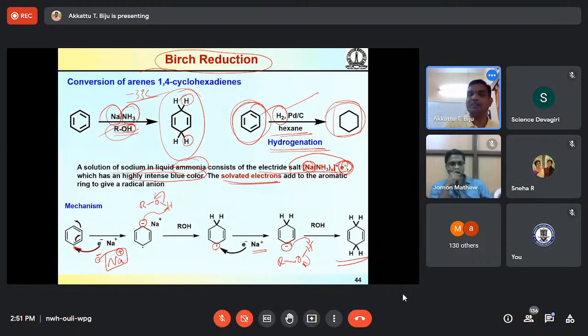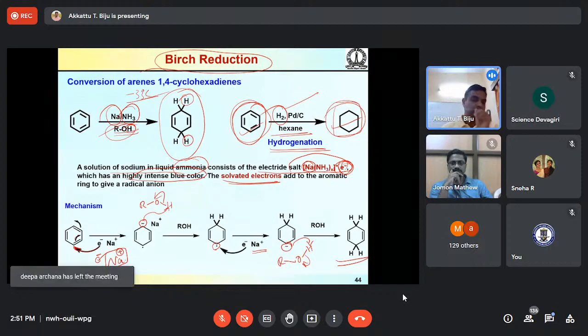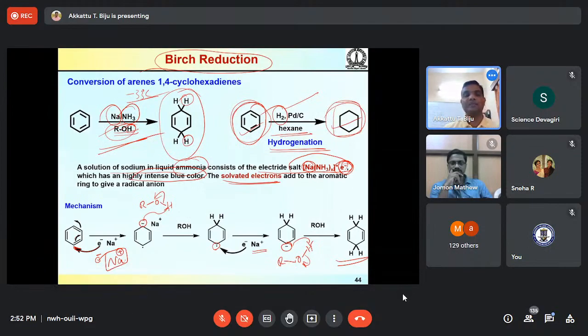So the most important aspect of Birch reduction is that if you look at any sort of hydrogenation reaction, whether it is homogeneous condition or heterogeneous condition, the benzene molecule will be converted into cyclohexane molecule. However, if you want to reduce benzene partially to a less saturated system, we cannot apply the normal hydrogenation conditions, but the method of choice is sodium, or lithium also one can use, in liquid ammonia in the presence of a proton source.